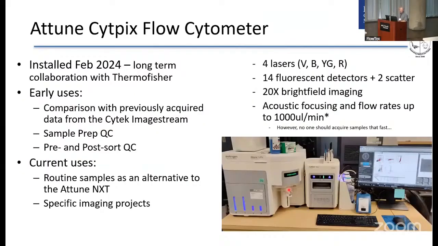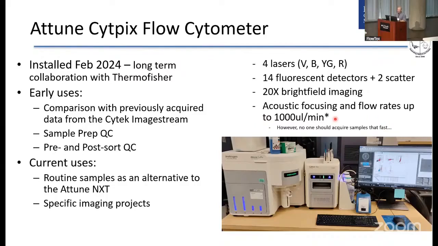So onto our second instrument. The Attune CytPix was installed in the core in February 2024 as part of a long-term collaboration with Thermo. It has 14 fluorescent detectors, 20x bright field imaging, and has acoustic focusing, which allows you to run samples really, really fast and still get good resolution of your data. However, I don't think you should run them at the maximum flow rate.